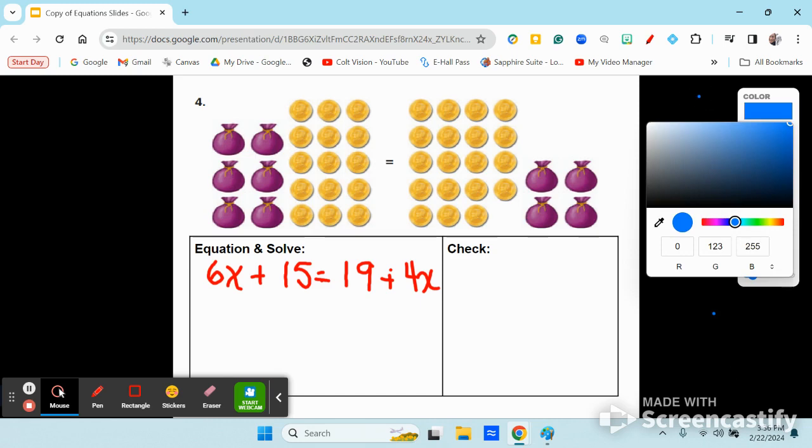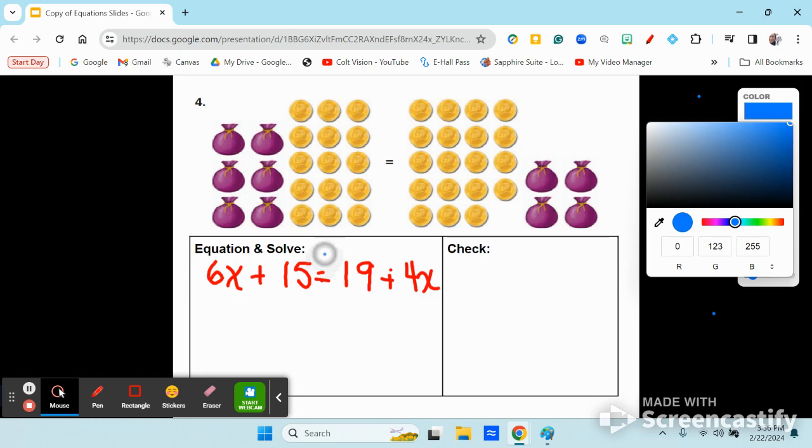On the left here, we have 6 bags, and each of the bags has the same number of coins inside, but I don't know how many are in there. But these 6 bags combined with 15 coins is equal to 4 bags that have the same number of coins inside plus 19 loose coins. So 19 loose coins plus 4 bags is the same thing as 6 bags with 15 loose coins.